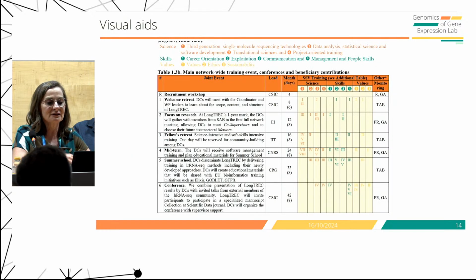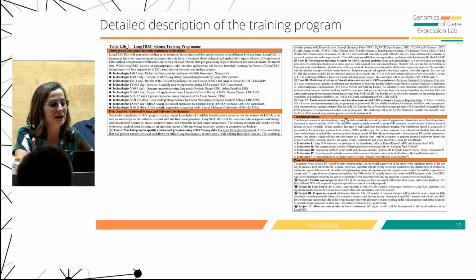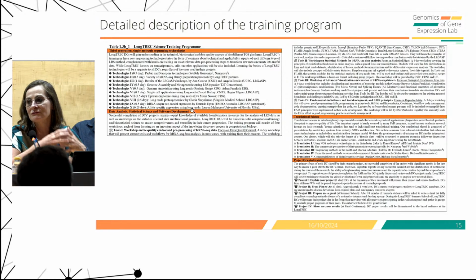Then I created a lot of visual aids. So this is the training program in which we have different meetings. And in these meetings, we are going to be doing the training for science, skills, and values that were listed somewhere else so that you could have an overview, right? And this is how I defined all the training program. It was very, very, very detailed, right?